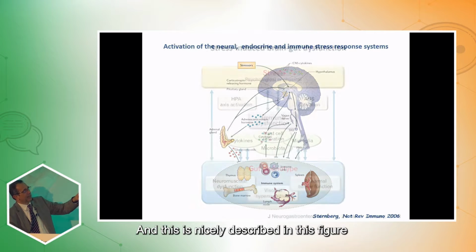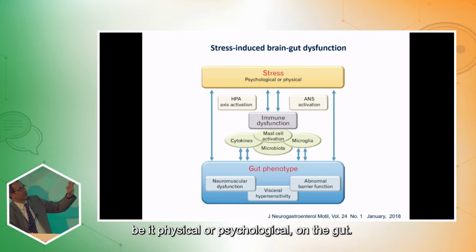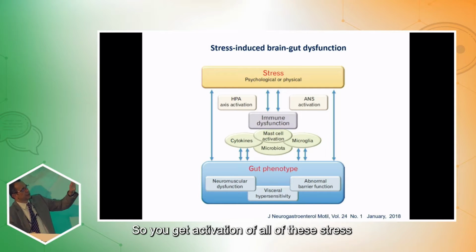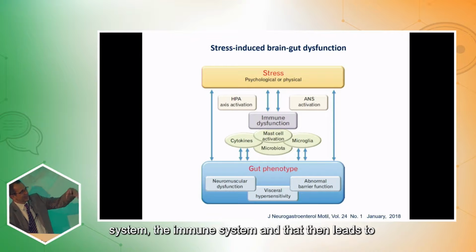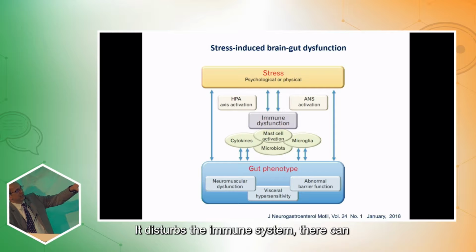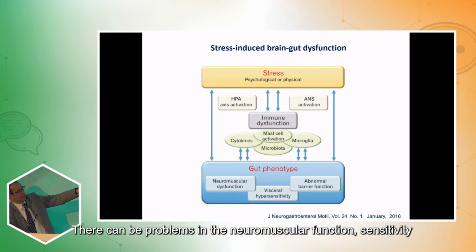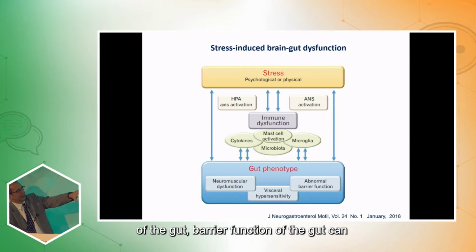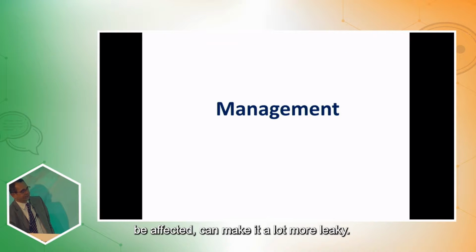This is nicely described in this figure as to what is the effect of stress, be it physical or psychological, on the gut. You get activation of all of these stress response systems, the hypothalamic pituitary axis, the autonomic nervous system, the immune system, and that then leads to downstream effects within the gastrointestinal tract. It disturbs the immune system there, it can cause mast cell activation, the gut microbiome can get affected, inflammatory proteins can be released, and that can change function of the gut. There can be problems in the neuromuscular function, sensitivity of the gut, and barrier function of the gut can be affected. It can make it a lot more leaky.